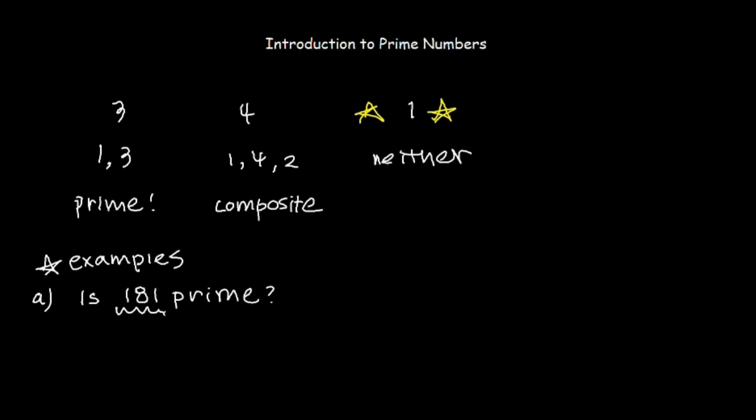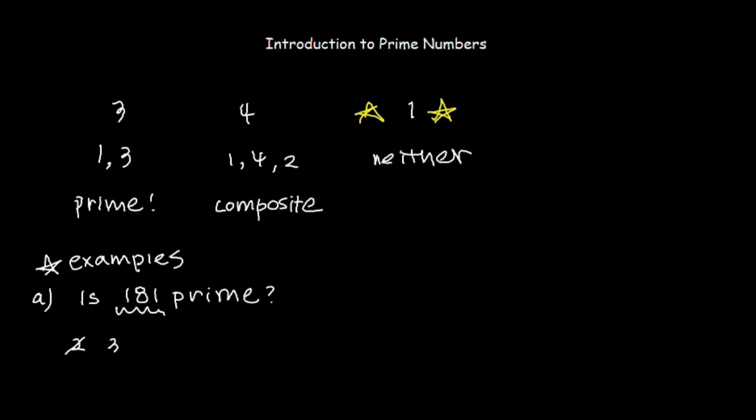Is 181 prime? Well, let's switch back to the divisibility rules. Pause the video right now and see if you can figure out what factors 181 has using the divisibility rules. All right, let's see what the numbers are. Let's start with 2. Is 2 going to work in this case? Not really. So we can eliminate 2.